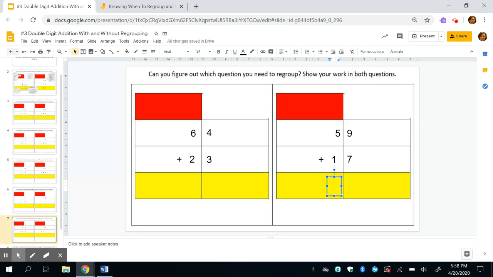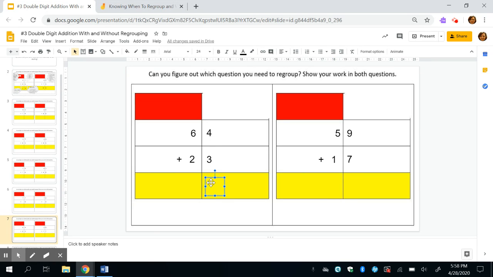When you look at your slide assignment today, you're going to see a slide that looks like this. Can you figure out which question you need to regroup? Show your work in both questions. Let's start with the first one. We always start in the ones column. What's 4 plus 3? 7.